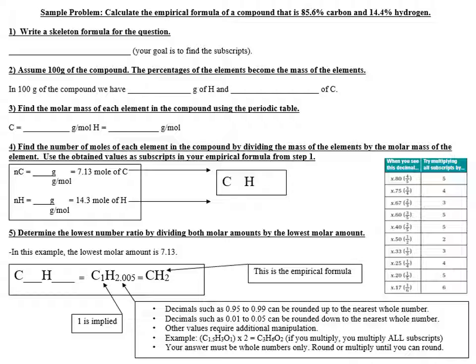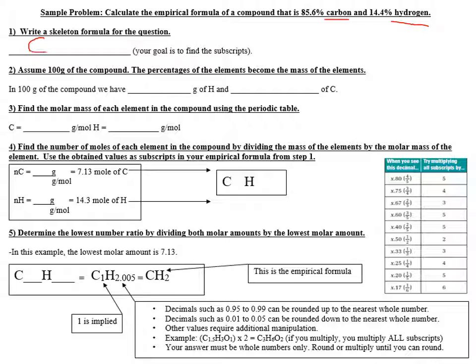All right, so let's try this problem out here. Calculate the empirical formula of a compound that is 85.6% carbon and 14.4% hydrogen. So my first step is to write down a skeleton formula for the question, meaning I know my compound is made up of C and H. So I'm going to write this.